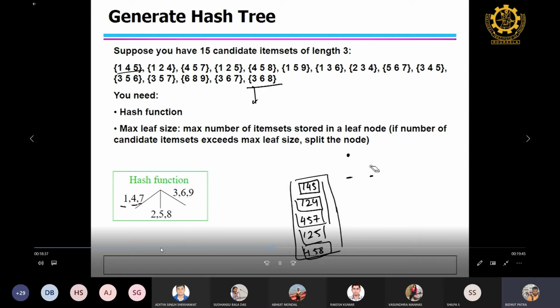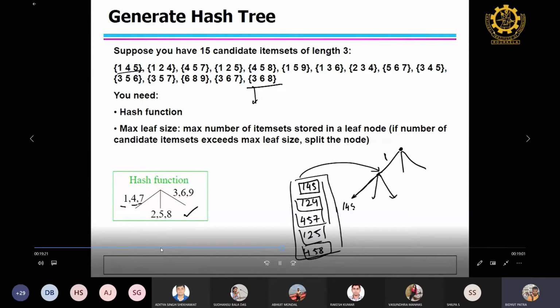So now if we split it, initially we had 3 attached here. Now we have to split. Then again we go with the same hash function. 147 will come on the left side, 369 will go on the right side, and 258 will come in the middle. Using the first item we hashed already. Now we have to see the second item. What is the second item for 145? It is 4. So 4 means it should go on the left side.